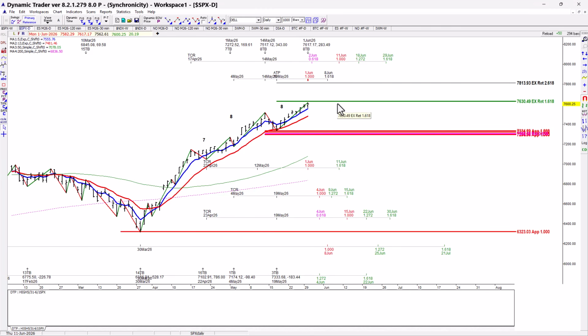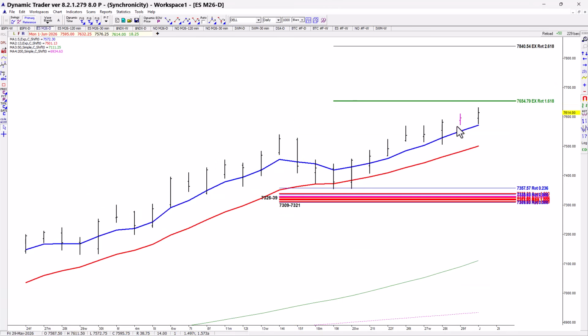Anyway, next potential target, 76.30.5. As far as the S&P contract, the next target is the 1618 extension off of this last low, which comes in at 76.54. Let's call that 75.